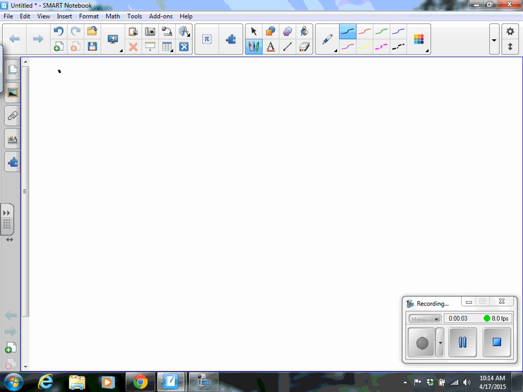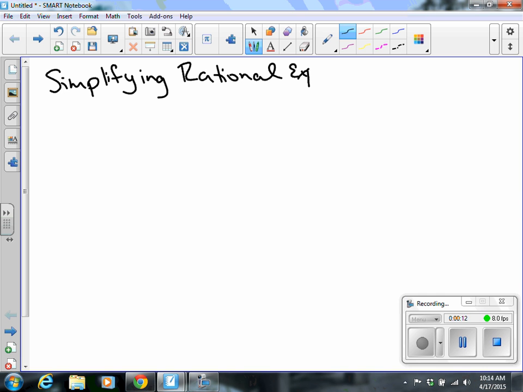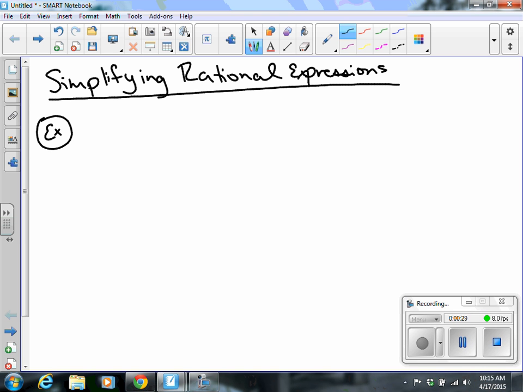Simplifying rational expressions is similar to factoring rational expressions. What does that mean? That means I'm going to factor something, and when I factor it, I'm going to see that I have a common factor and I can cancel them out. So for instance, if I were to have 3x minus 9 over 2x minus 6, I'm going to factor the numerator and the denominator.